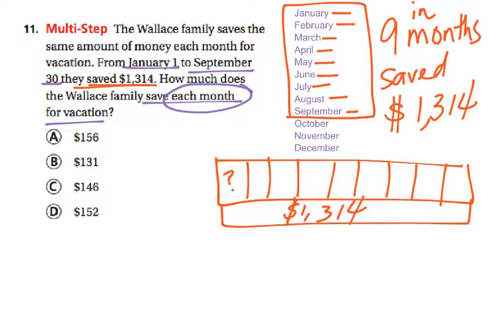All right, I don't know how much they saved in these months, but I'm wondering what operation should I do to figure that out. Well, looking at this bar model, it seems pretty evident that I'm going to have to divide. I'm going to be dividing 1,314. I'm going to divide that by 9. So I'm going to go ahead and set that up on the side.